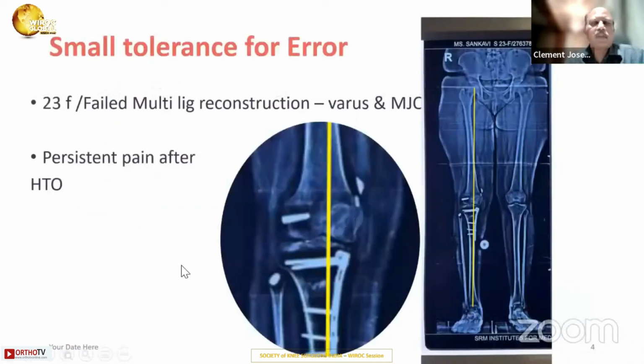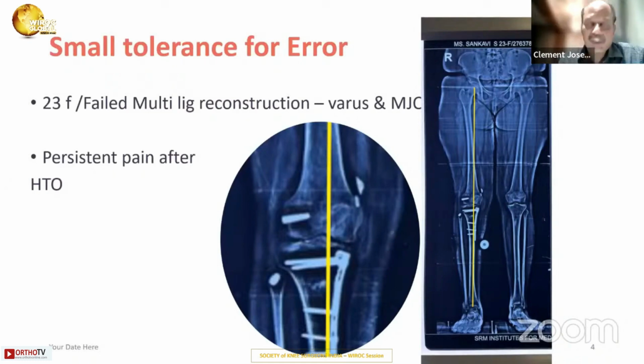This is a case example in which this 23-year-old female underwent a few surgeries for multi-ligament injuries which failed, resulting in a varus aligned knee. She was rightly advised to have a high tibial osteotomy by a surgeon. But even after the osteotomy, she continued to have pain. Because as you can see here, this osteotomy was done without preoperative planning and using a cable technique as the intraoperative assessment, and the operated knee is having more varus than the opposite knee.